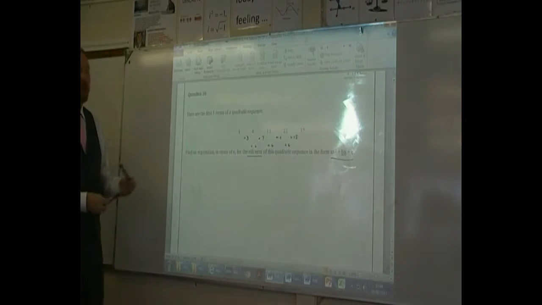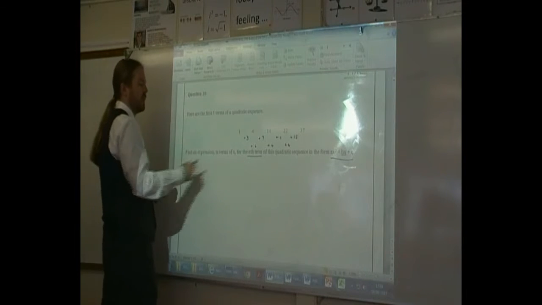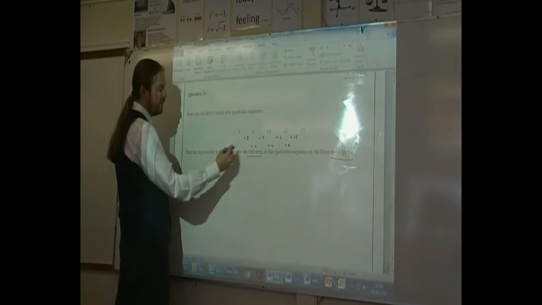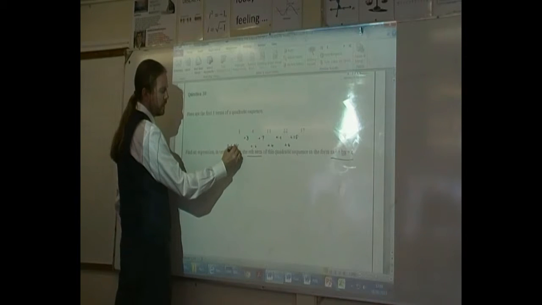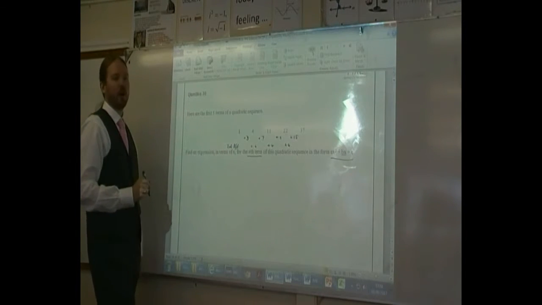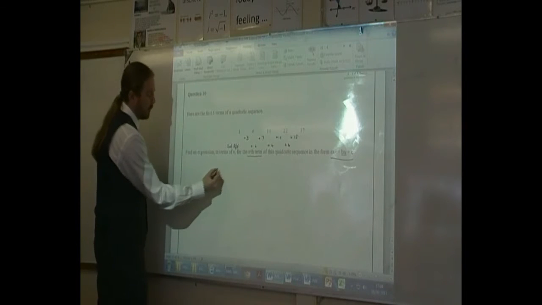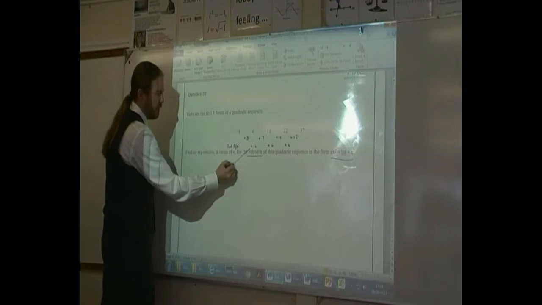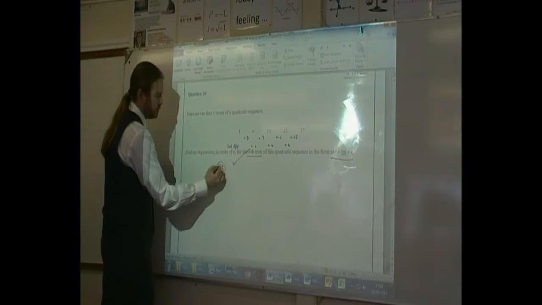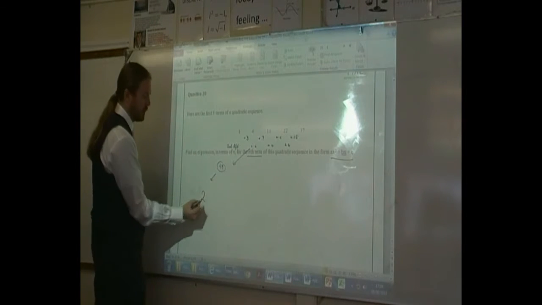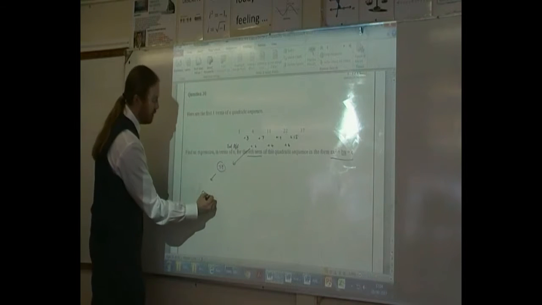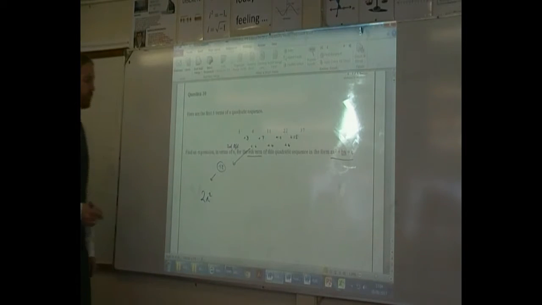Now this is the bit you need to remember. Whatever that second level difference is, you halve that to find the coefficient of x squared. So we know that if we divide that by 2, then our coefficient of x squared is going to be 2. So it's going to be 2n squared.